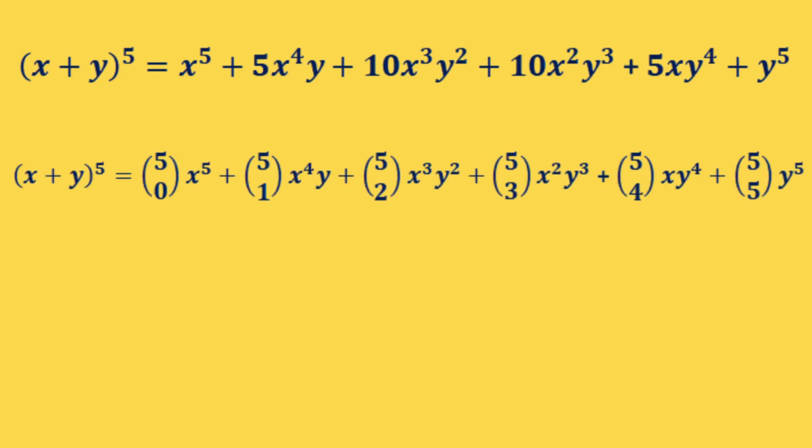Also, the first coefficient is always n choose 0. In this case, the binomial was raised to the power of 5. So the first coefficient is 5 choose 0, then 5 choose 1, then 5 choose 2, and so on, until we reach 5 choose 5.